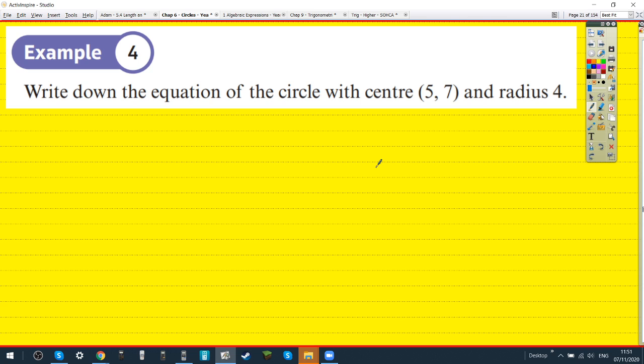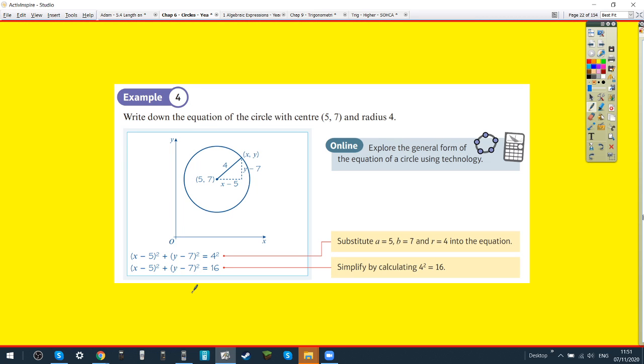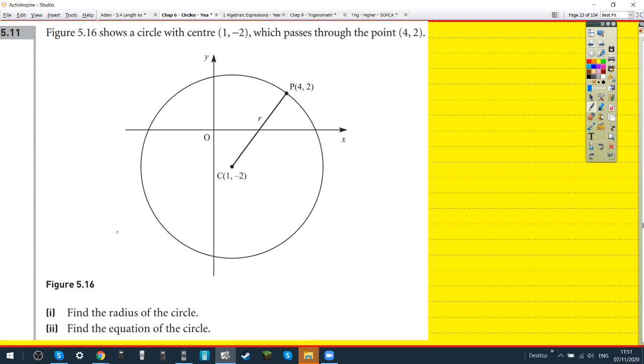So it'd be x minus 5 in brackets squared plus y minus 7 squared equals 4 squared. Well done. And they might write it as 16. Yeah, they turned it into 16. Nothing wrong with that. That's okay. Great.